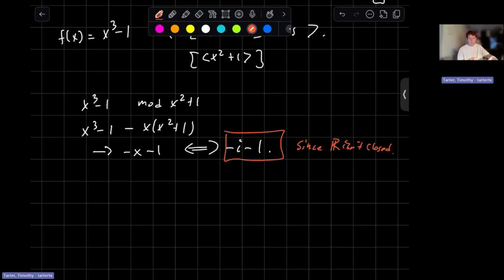Okay. For an exercise, describe the set A1 over Q.